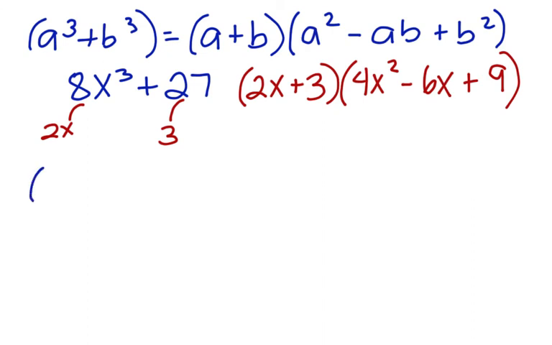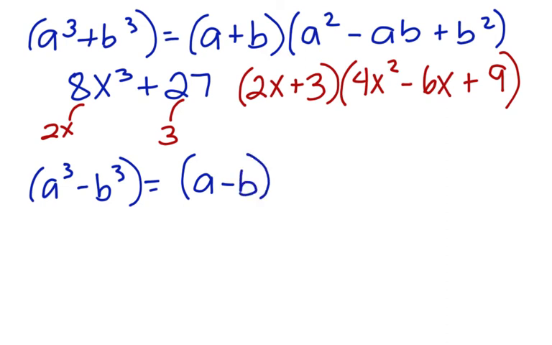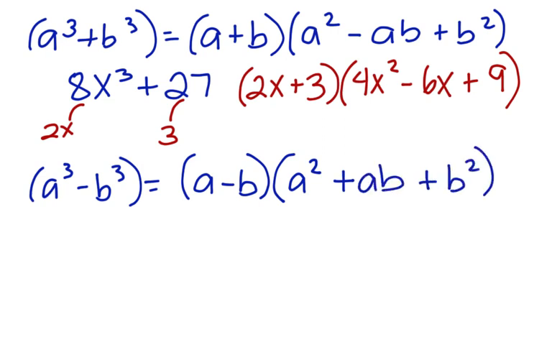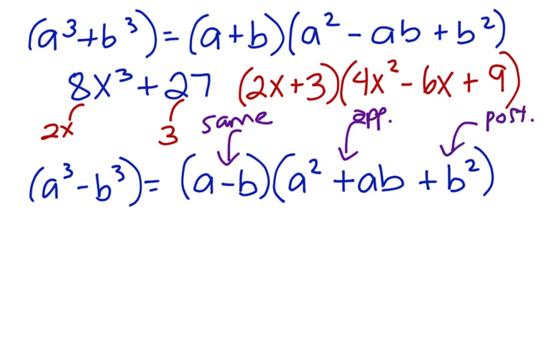If it's the difference, then it follows this pattern. Subtract them, square the first, add their product, and add the last one squared. So for both the sum and the difference, the pattern goes same sign, opposite sign, positive. Same sign, opposite sign, positive.